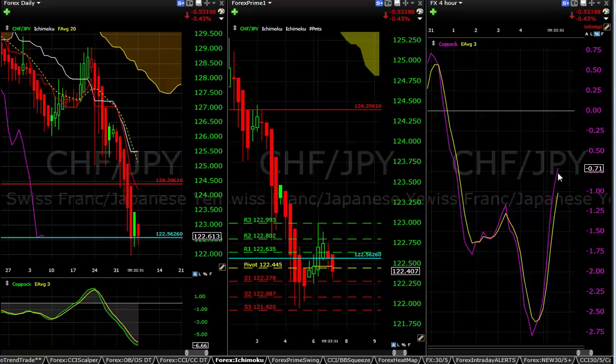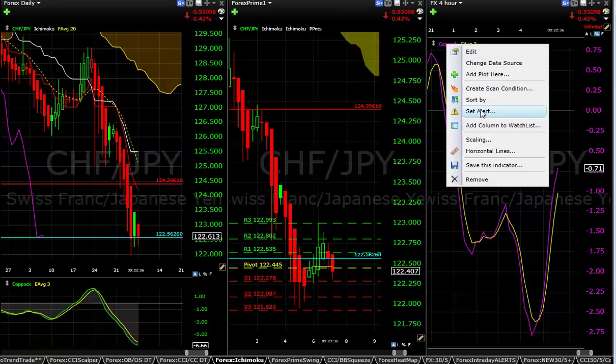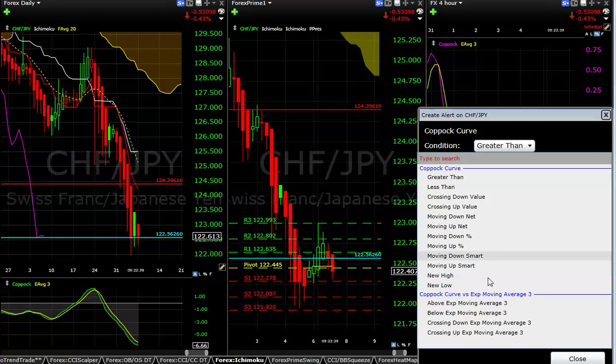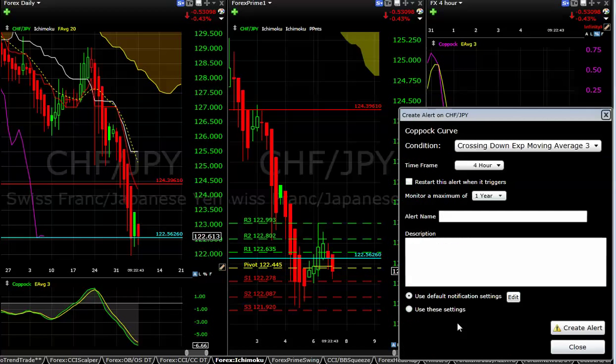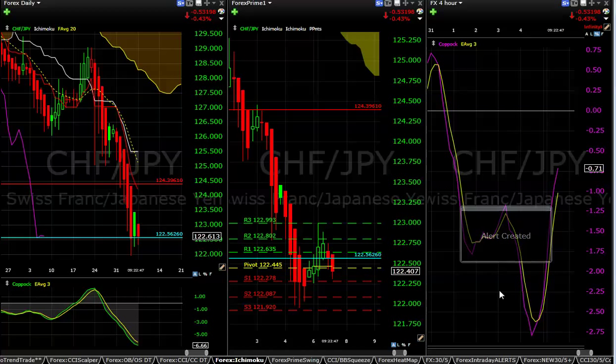So that's what I'm waiting on right now. If you're using TC2000, you can simply go in here and set an alert. I want to see when that 4-hour Kopit curve is crossing back down below its exponential moving average. So I'll create an alert for that so I can watch out for it.